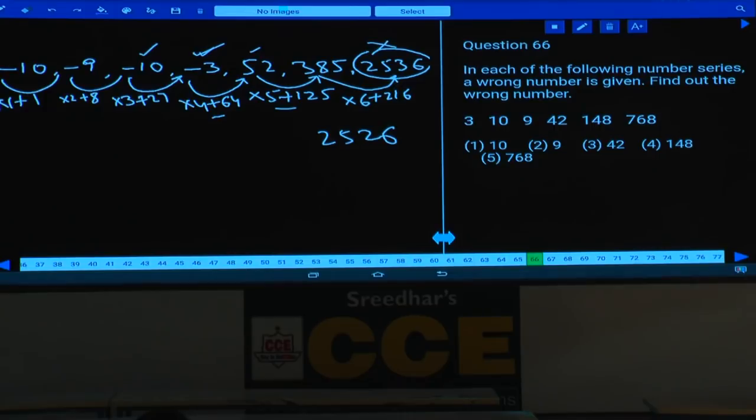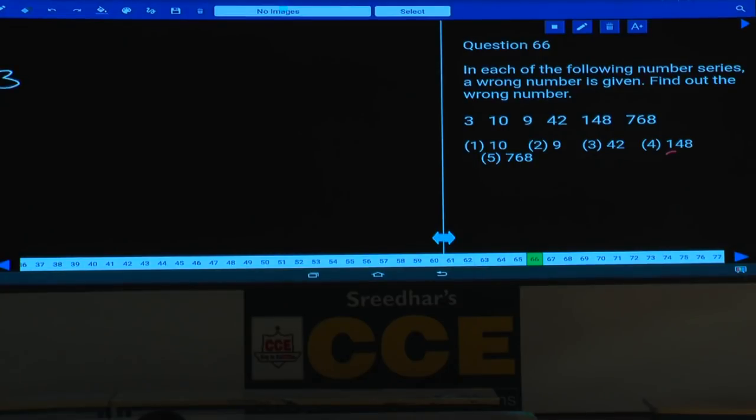Then question number 66: 3, 10, 9, 42, 148, 768. Now in this, tell me what are the numbers here? 10, 9 and 42 and 148 and 768. Now from 148 to 768 the numbers certainly increased, hence it must be under product or combination, isn't it?